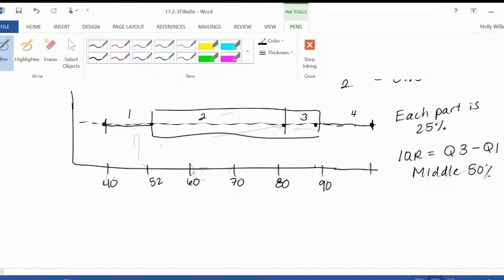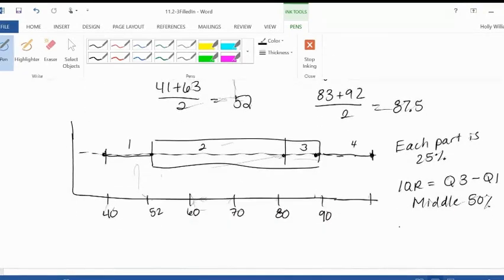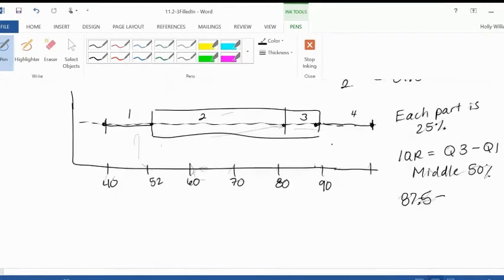So here's our Q3, right here. Our Q3, what do we say, is 87.5. So you're going to do 87.5 minus, we said our Q1 is 52. So you're going to do that. If I do 87.5 minus 52, you okay with 35.5?